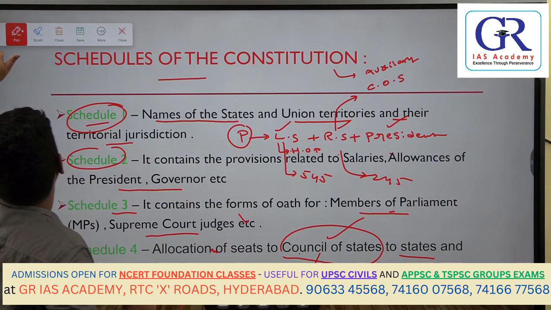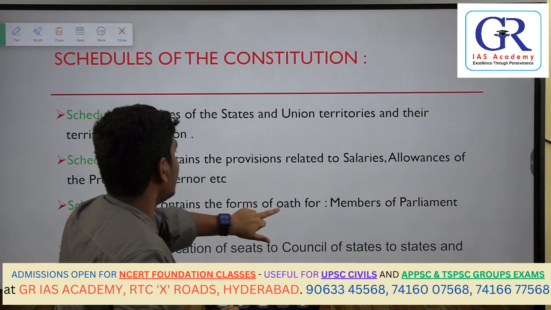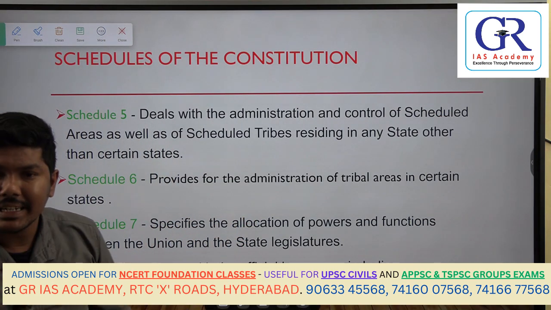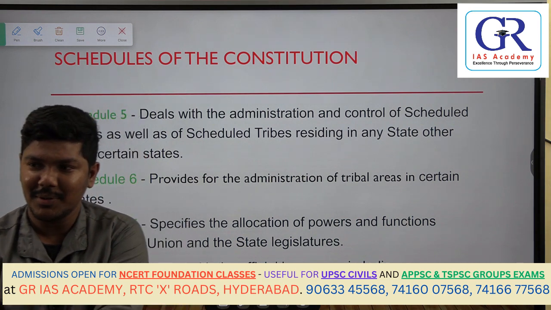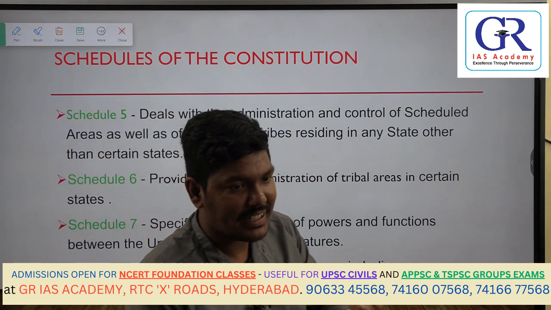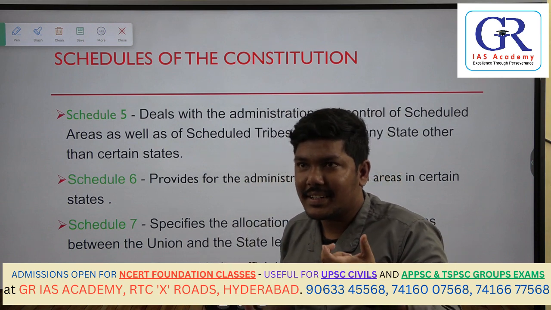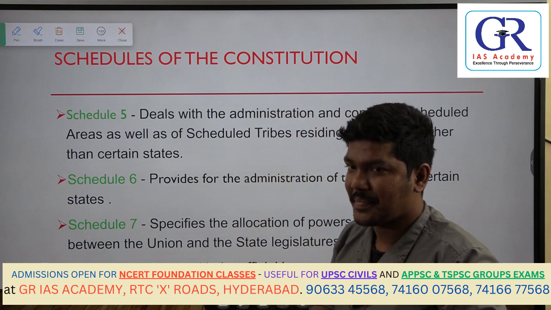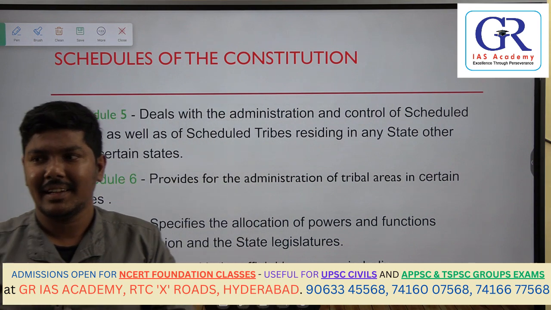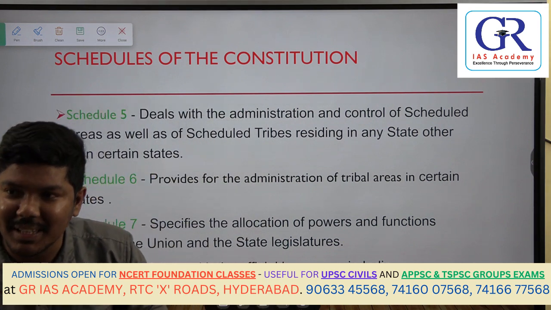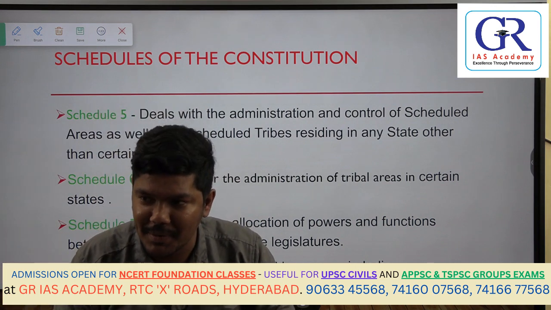In total, how many schedules are there? 12 schedules are there. Now can you tell me what is Schedule number 3? Schedule number 3 deals with the oath of the members of Parliament as well as Supreme Court judges.